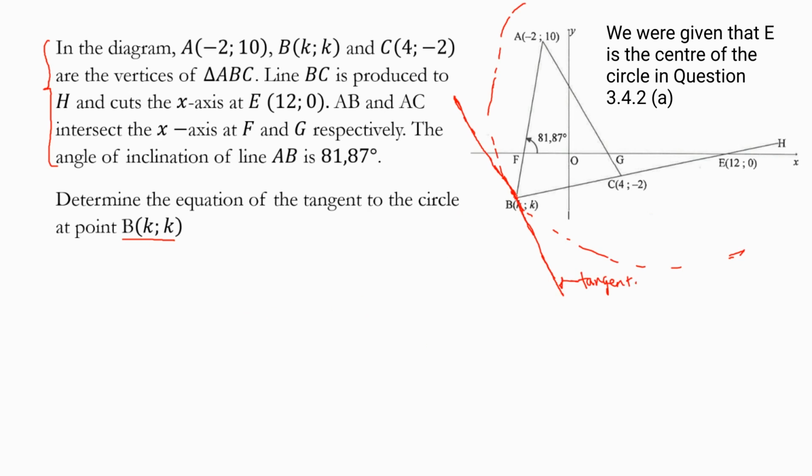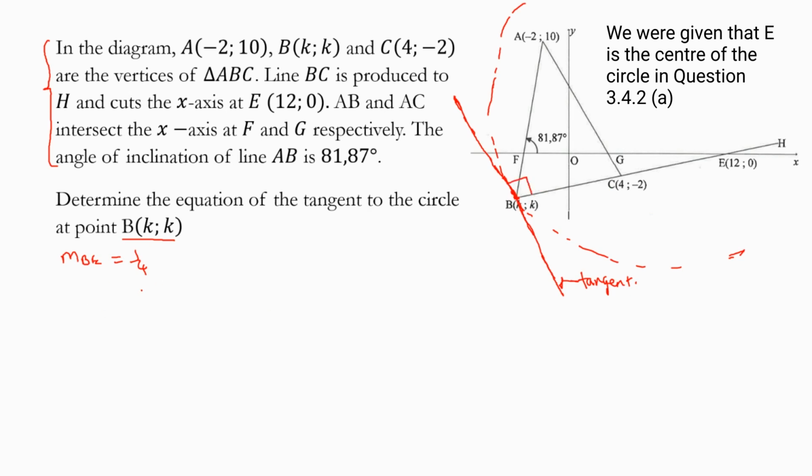If you remember, we got the gradient of BE in question 3.1.1. We say the gradient of BE is equal to 1 over 4. If you check, BE is the radius. And the radius and the tangent, you know the relationship between the radius and the tangent? They are perpendicular to each other, okay? They are perpendicular to each other.